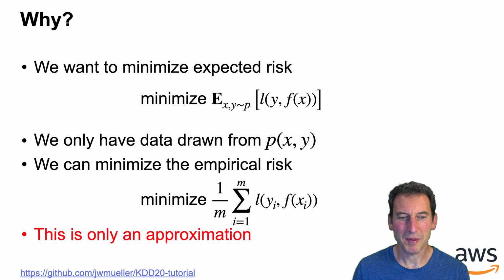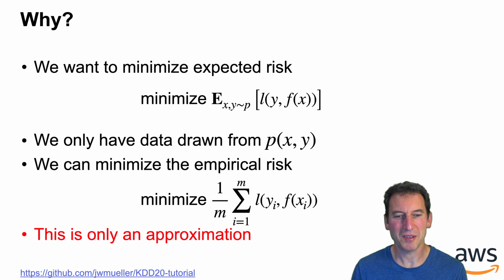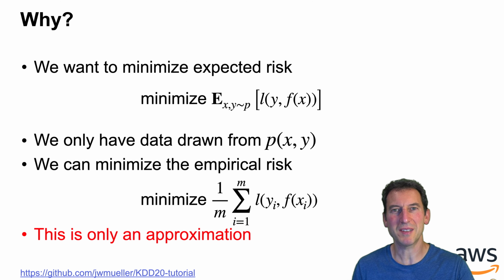So why do we care about this? Well, because we want to minimize the expected risk. But we only have the data drawn from the distribution rather than the actual distribution. So the best thing we can do is minimize the empirical risk. And as we all know, this is just an approximation.